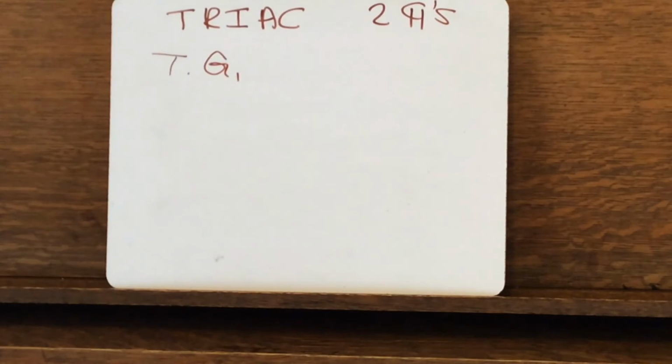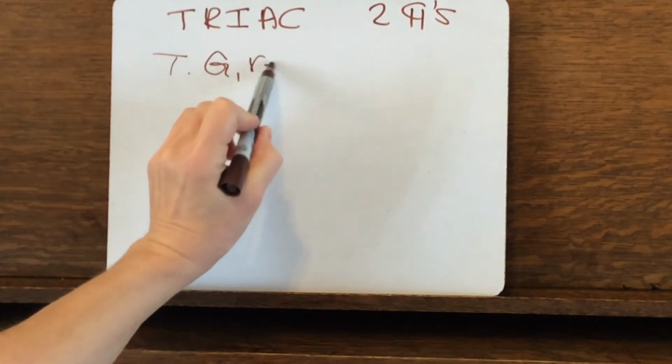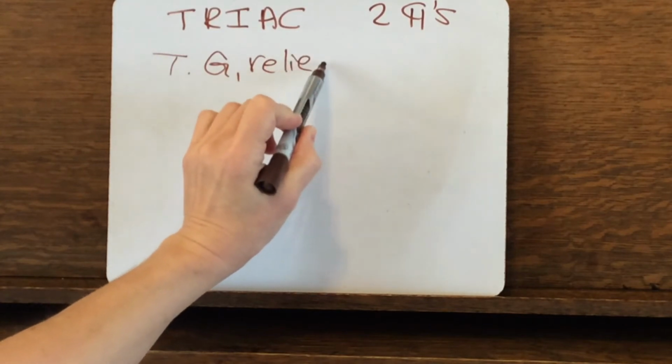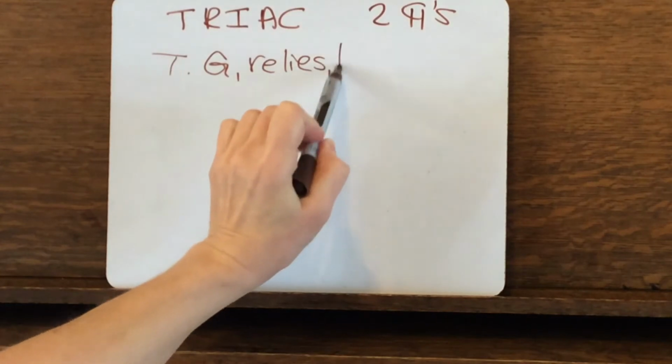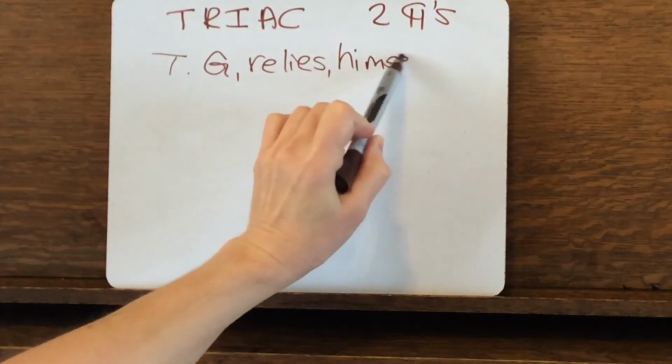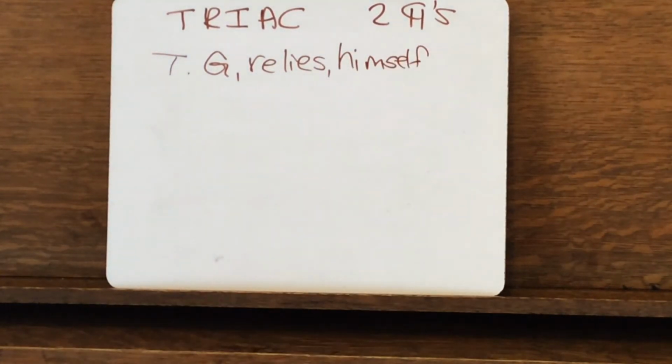And what's something about him? I'm going to make a general statement about him. Who does Goliath rely on in this story? So I'm going to put rely. Who does he rely on? He relies on himself. Okay, so that would be my topic.